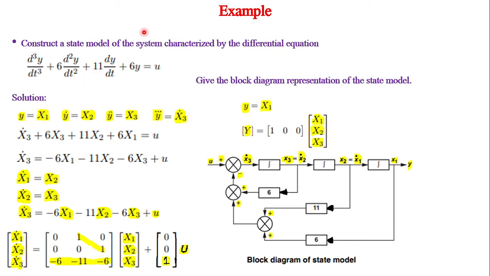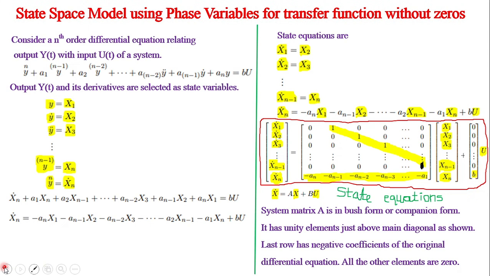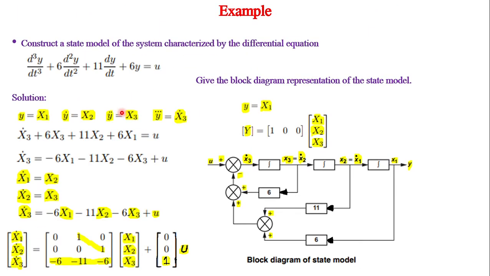Construct a state model of the system characterized by the differential equation. This is a differential equation in the same form as the general one. The only difference is that we have the y cube term, the y square term, then the dy by dt term, then a constant term, b into y. Like that we have. You can see here.